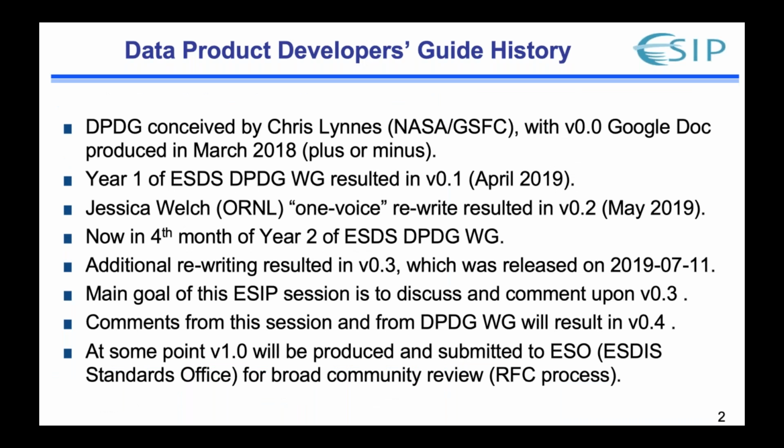What I should have added here was a motivation that was kind of given by Rama and Chris, and I'll give it one line. This Data Product Developers Guide is to help data producers produce level 2, level 3, and level 4 products that are to be archived at a DAC. That's the purpose of the document, but there are a lot of people who don't archive at a DAC who could find this useful.